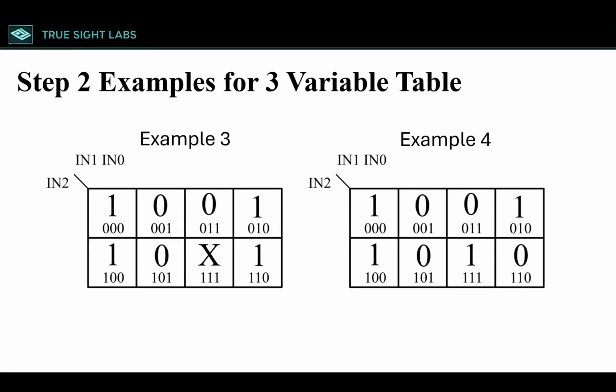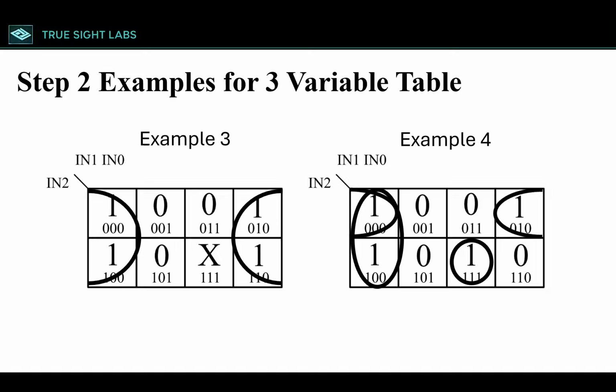Now let's look at 2 more examples of step 2 for a 3 variable K-map. In example 3, the ones on the far left and far right can be grouped with a wraparound circle, so we make one large circle that connects across the edges, and that is allowed. In example 4, we still try to make as few circles that are as large as possible, but here the one at index 111 is isolated, so it must be circled by itself, while the other ones can be grouped together.